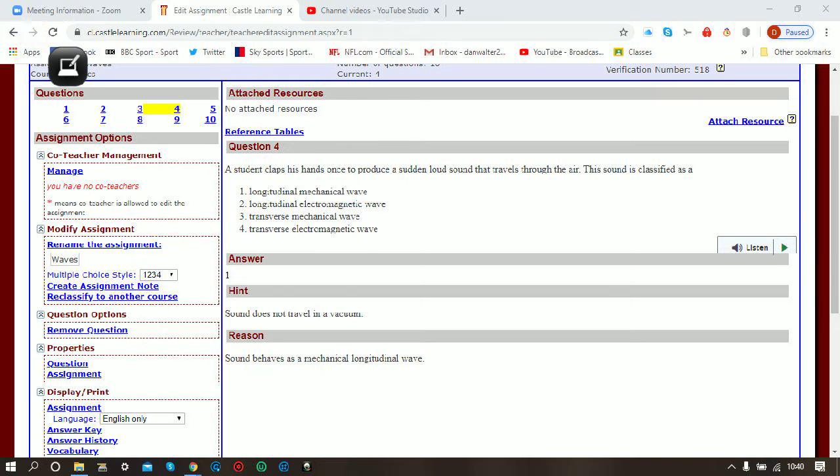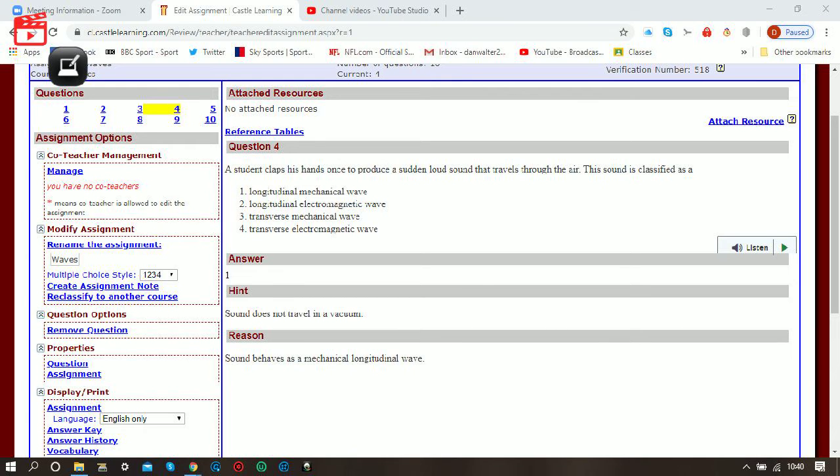A student claps his hands once to produce a sudden loud sound that travels through the air. The sound is classified as, well, first of all, we know that sound waves are longitudinal, right, which means they travel in the same direction as the movement of particles, which should give the next part away as well, whereas transverse moves perpendicular to the direction of travel. Well, that narrows it down to 1 and 2. So basically now it's the difference between, is it a mechanical wave or is it an electromagnetic wave?